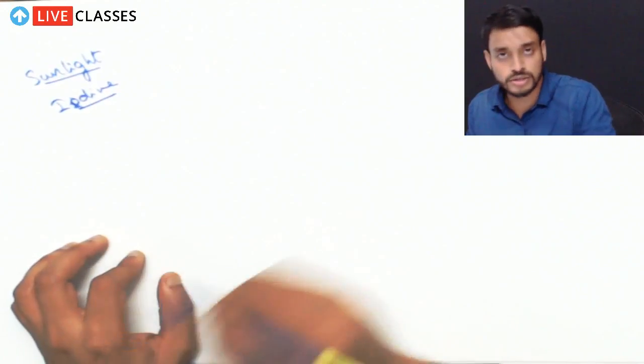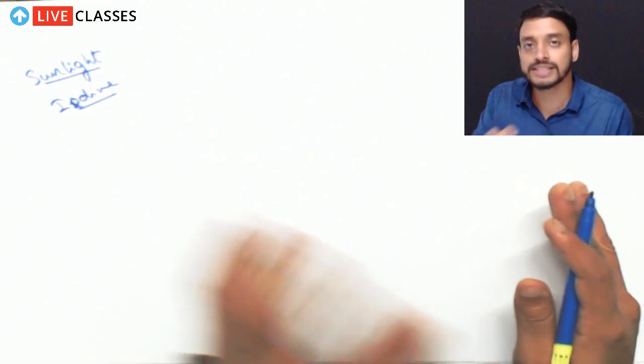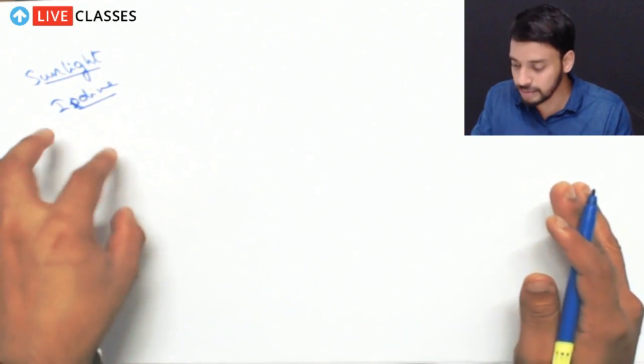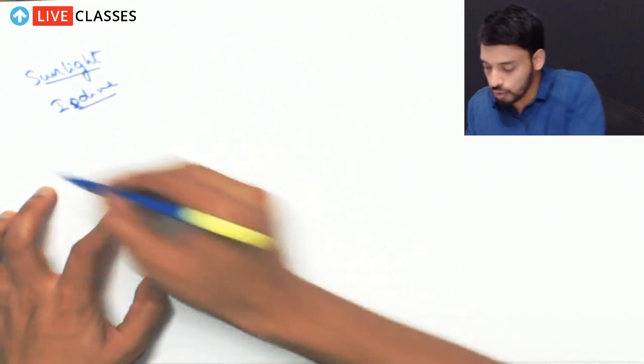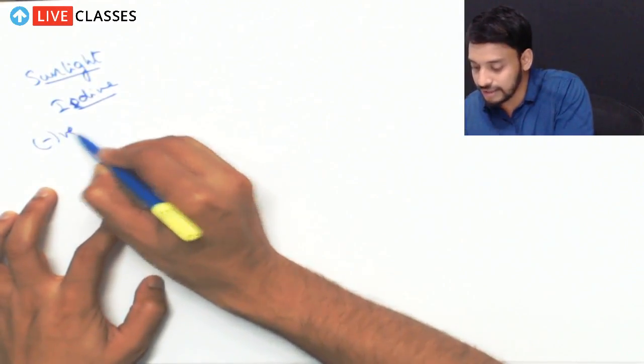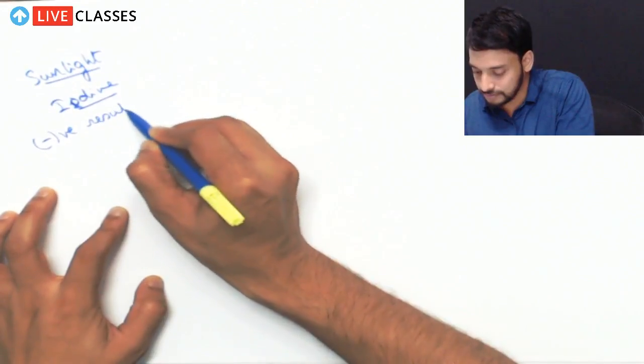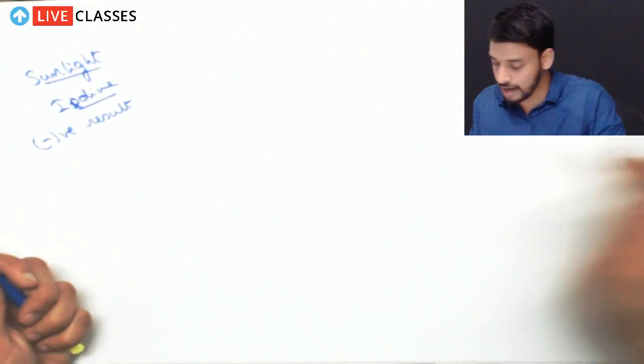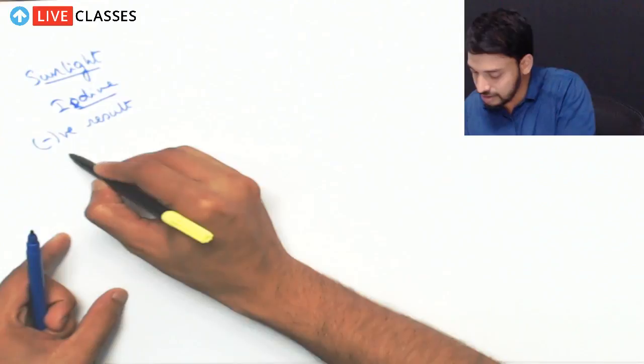Now what will you observe? The plant which was kept in dark, जो अंधेरे में था, वो plant पे you would get a negative result. Okay, so for which plant? The plant which was kept in dark.